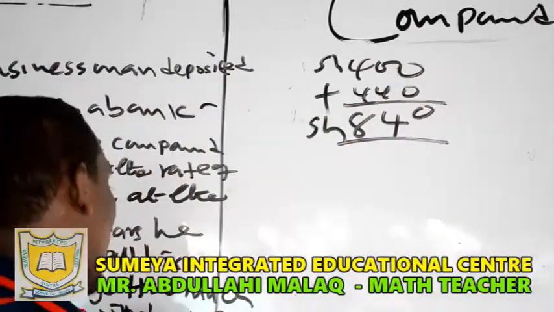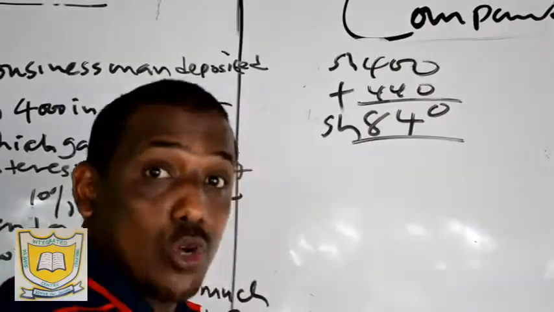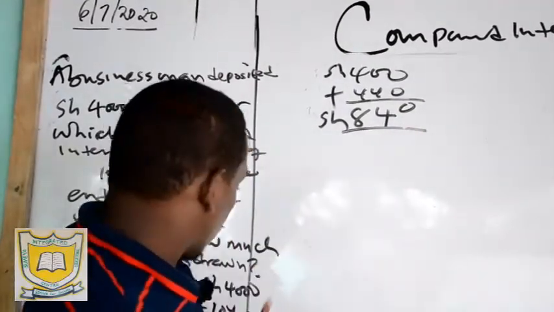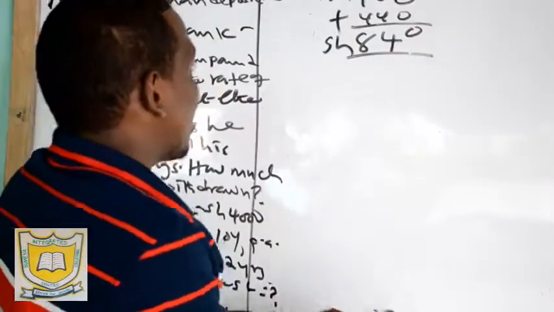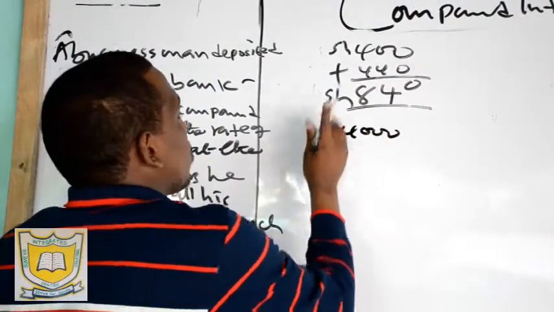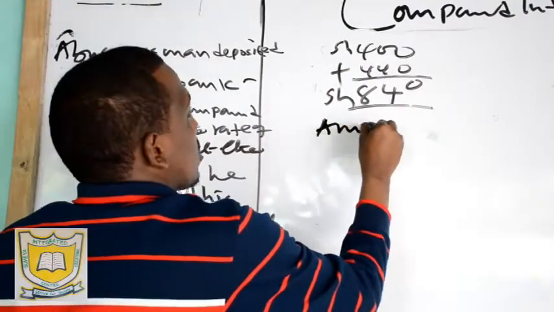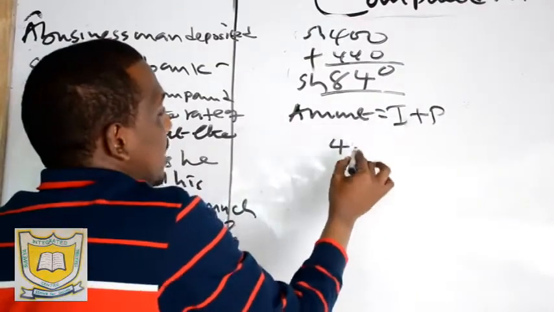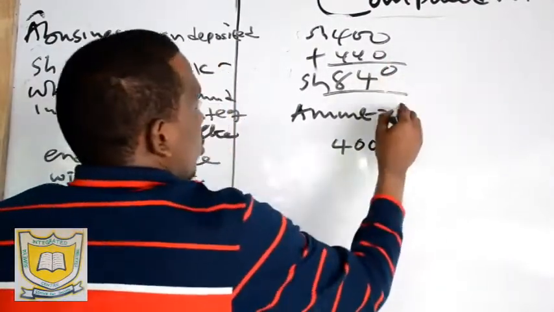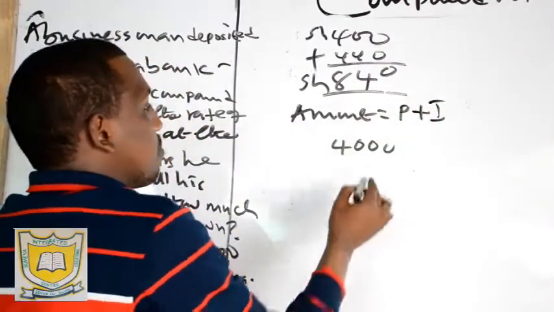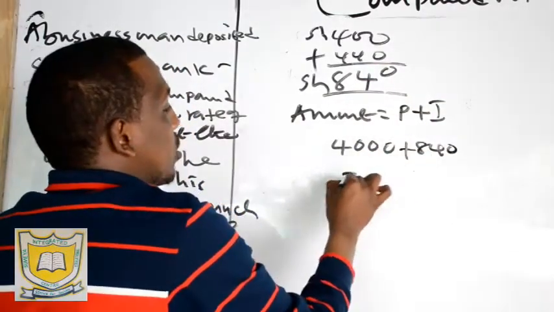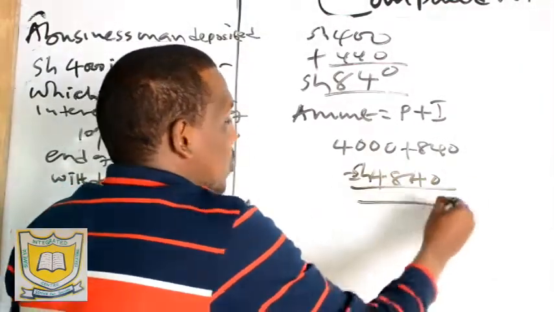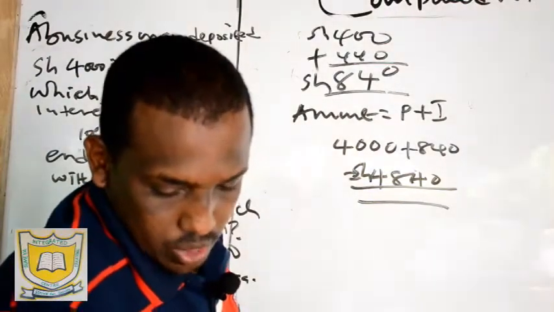But the question is asking, how much was withdrawn? That is the amount. Amount is equal to interest plus principal. Interest is this one, and the principal was given as 4,000. So amount is equal to principal plus interest: 4,000 plus 840, you will get 4,840 shillings. That is the total amount.